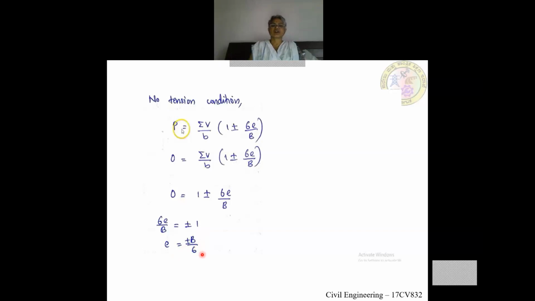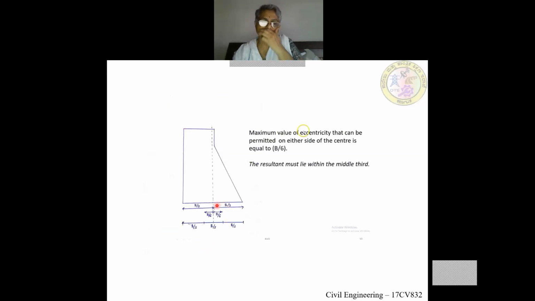For no tension to occur, from the center of the base of the dam, I've shown in the next slide. You can see here, from the center of the base of the dam at a distance of b by 6 on either side, plus b by 6 and minus b by 6, that is a distance of b by 3, the middle third. If the resultant passes through the middle third portion, then there won't be any tension. So the maximum value of eccentricity that can be permitted on either side of the center is equal to b by 6. That means the resultant must lie within the middle third.